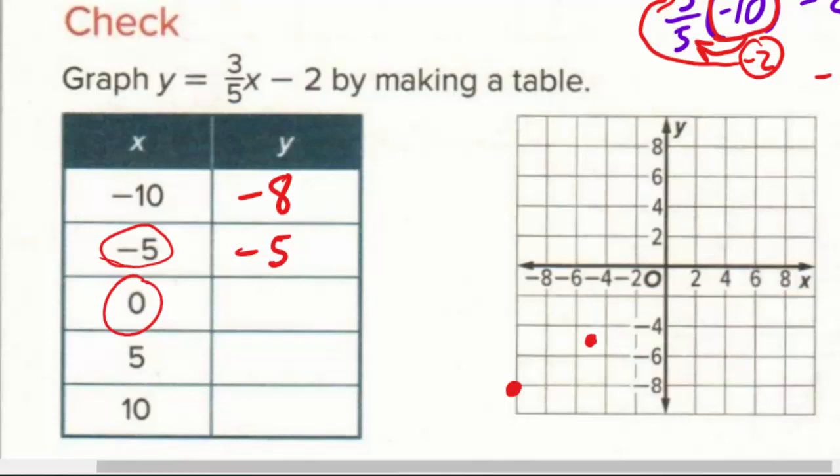Now we'll do it with the 0. 3/5 times 0 is just 0. 0 minus 2 is negative 2. So 0, negative 2 would be right about here.